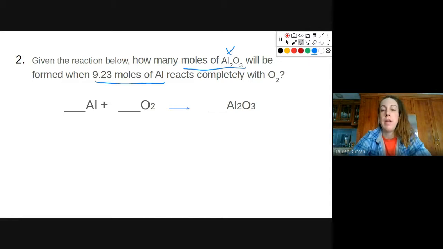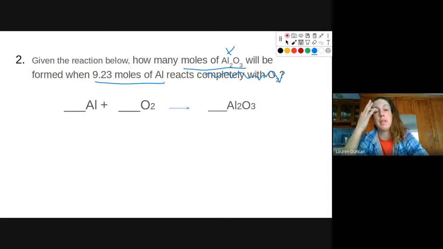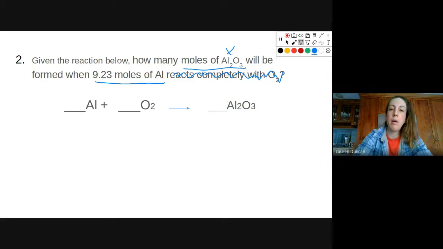All right, so pro tip, when you're reading these problems, focus on 2 things and 2 things only. What do I know? What do I want to know? The rest of it can be ignored in your mathematical setup, at least at our level of chemistry. So that reacts completely with O2 bit, we're going to ignore it. All we want to know is how many moles of this can we make if we use 9.23 moles of aluminum? Step 1, balance it. To balance it, it would look like this, 4, 3, 2.